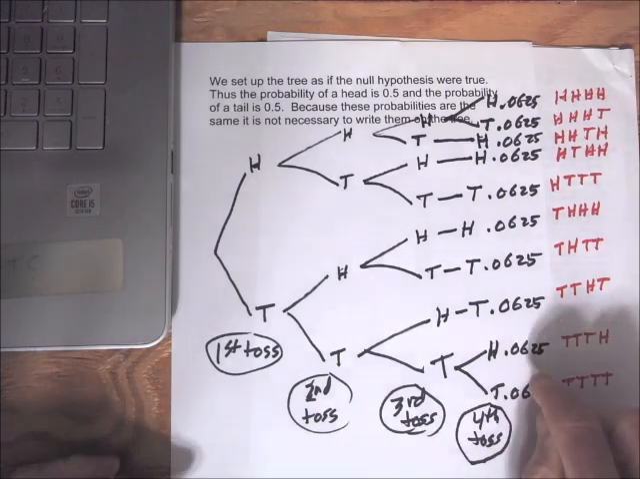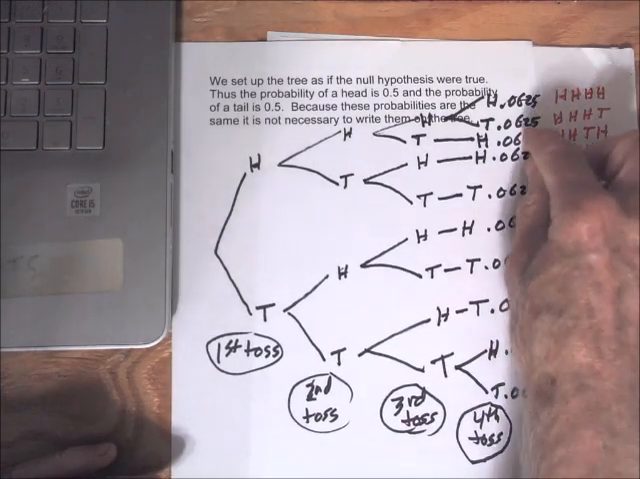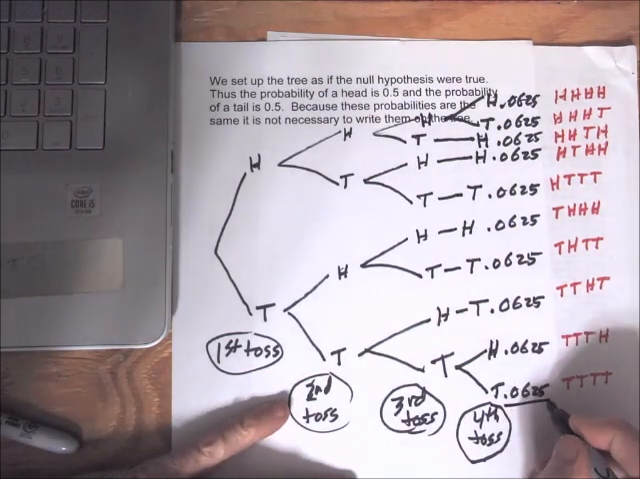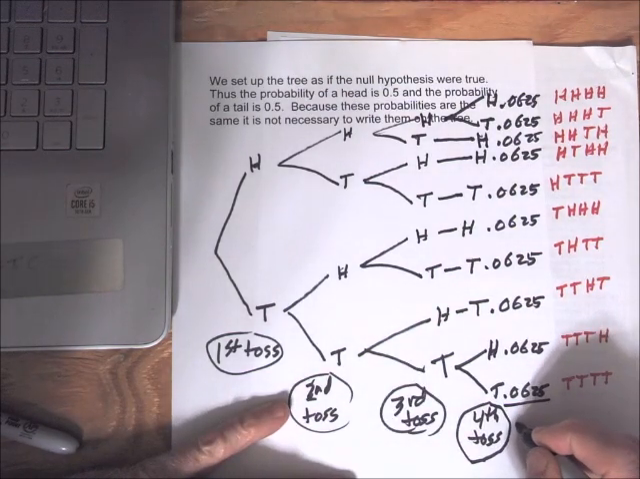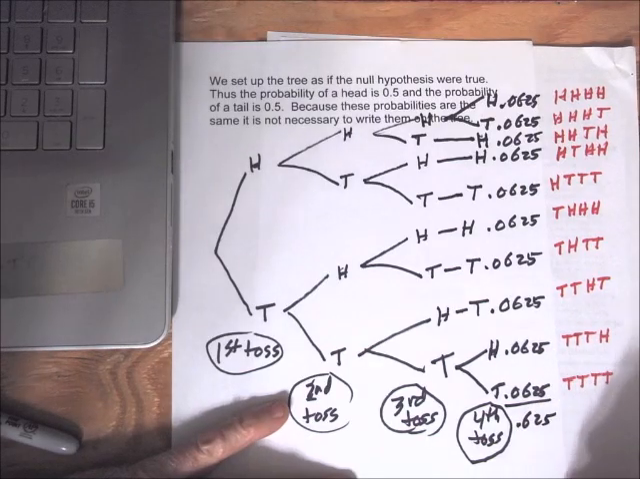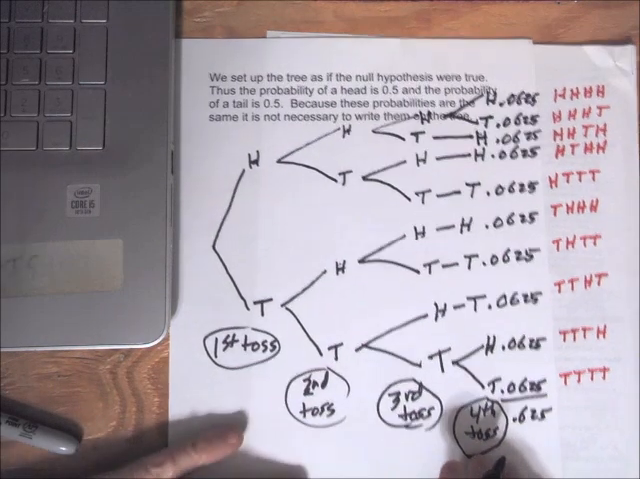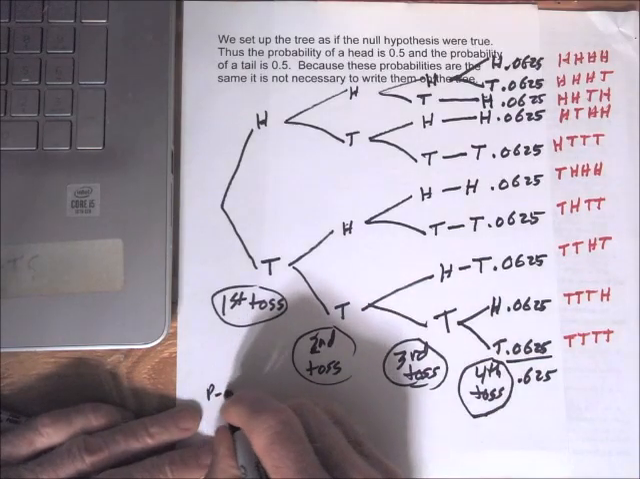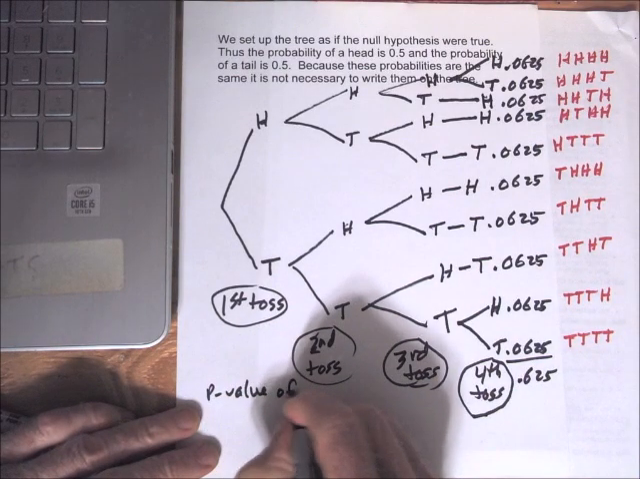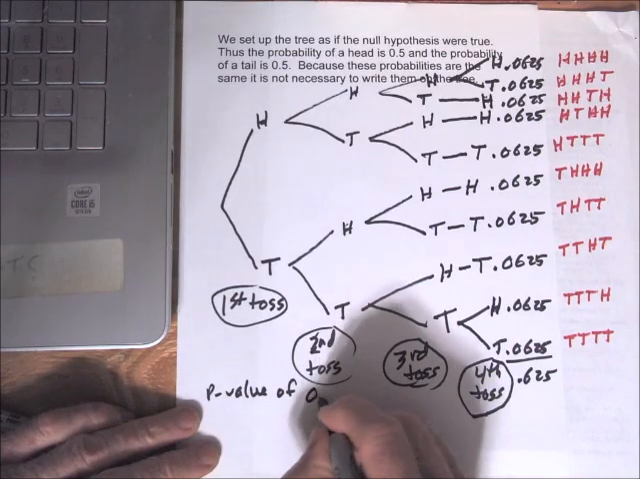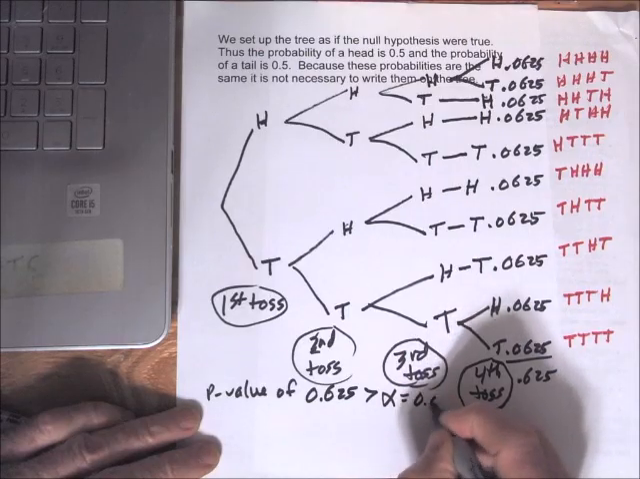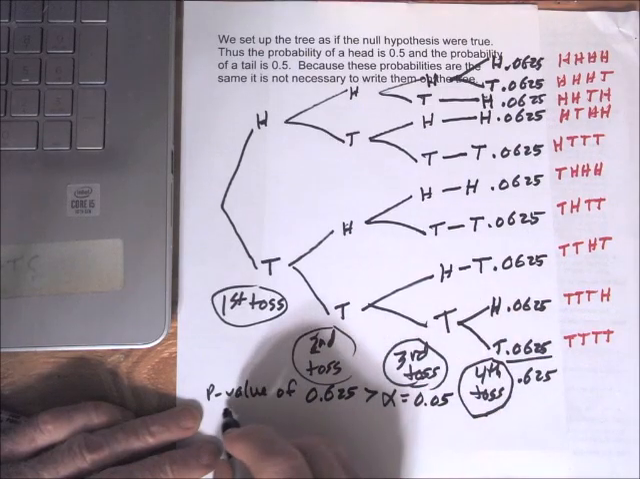If we add these up, we have 1, 2, 3, 4, 5, 6, 7, 8, 9, 10. There's 10 paths. So we just do 10 times 0.0625, which is 0.625. So our p-value is 0.625, which is greater than alpha, which is 0.05. So that means we fail to reject H naught.